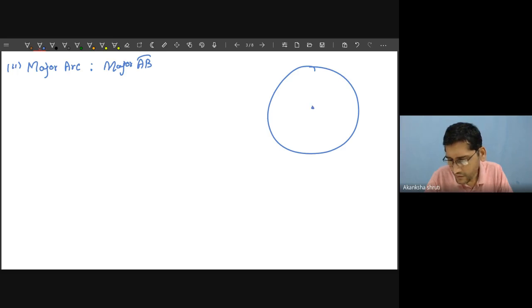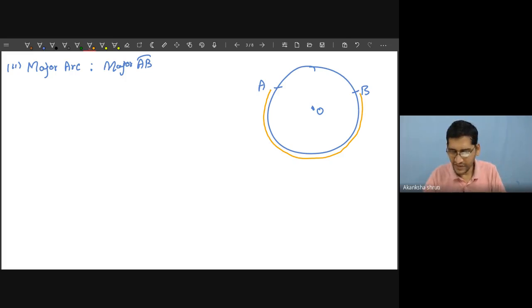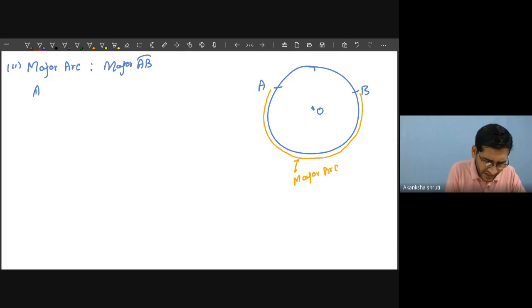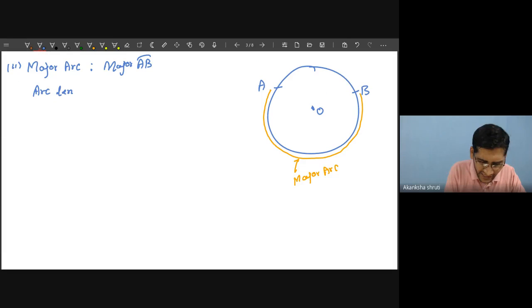Consider O as the center, then points A and B. So from this side to this side, going this way, from the bottom side, this is our major arc. So what is a major arc? The arc whose length is greater than pi r. More than half of the circle is called the major arc.